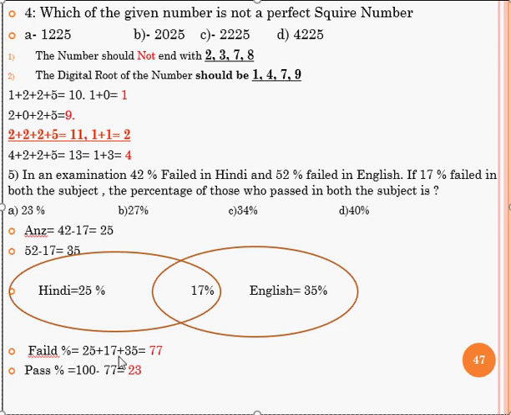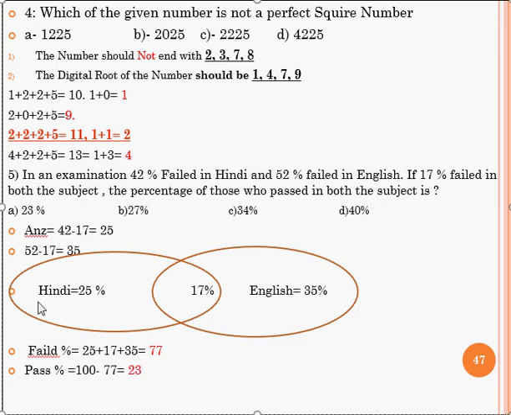Among the 100 percentage, 77 percentage failed. So 100 minus 77, 23 percentage of the students passed in the examination. Only 23% of the students passed, and 77 percentage failed in the examination.